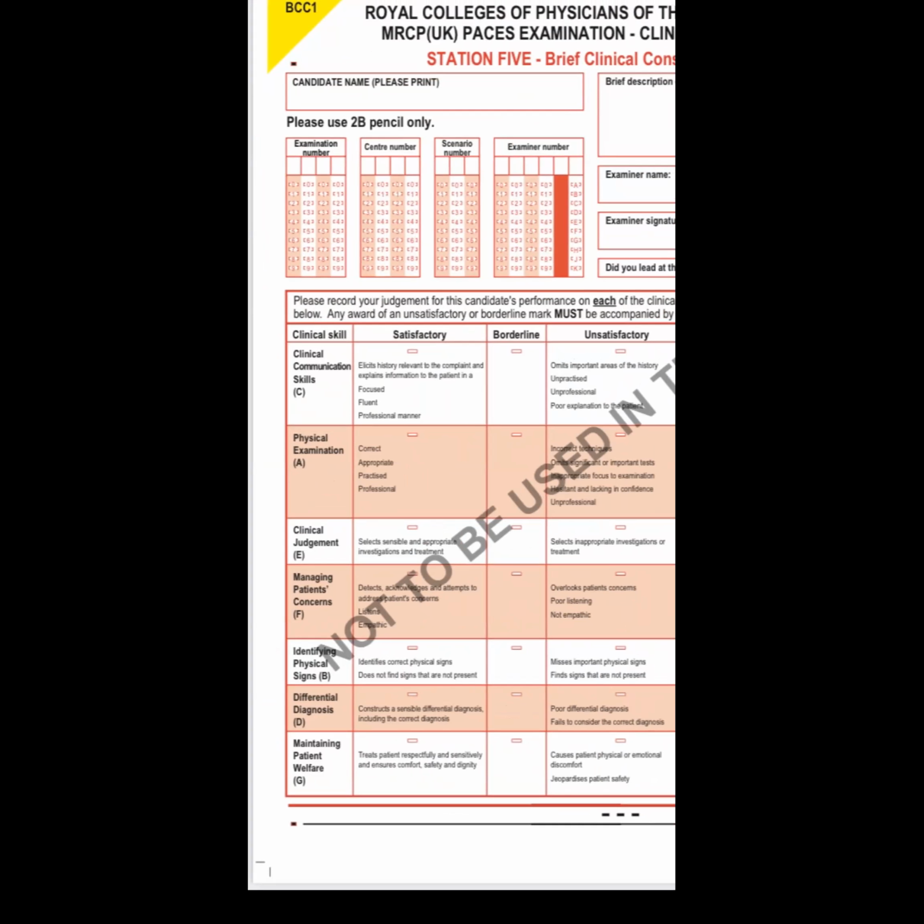Then skill F, which is managing patient concern. Whenever the patient mentions any concern, we mentioned the way to deal with it: appreciate, give information, and then check understanding. In this way, you will get the full mark in managing patient concern. And most importantly, never overlook a patient concern.